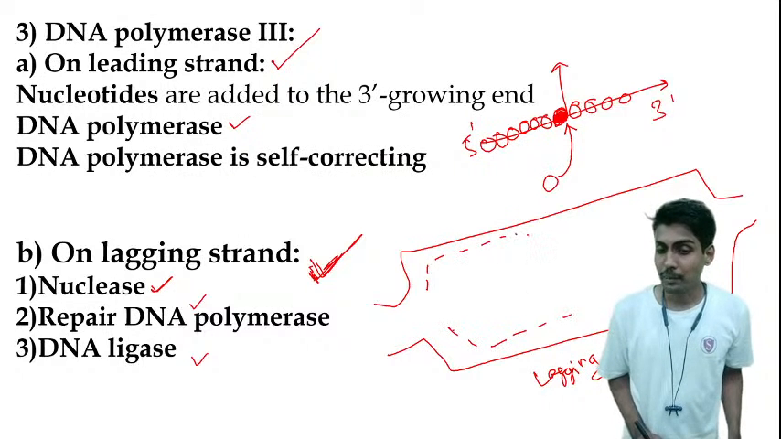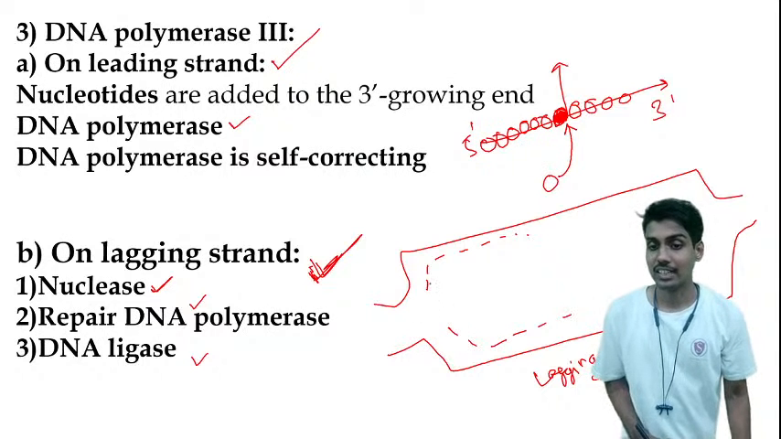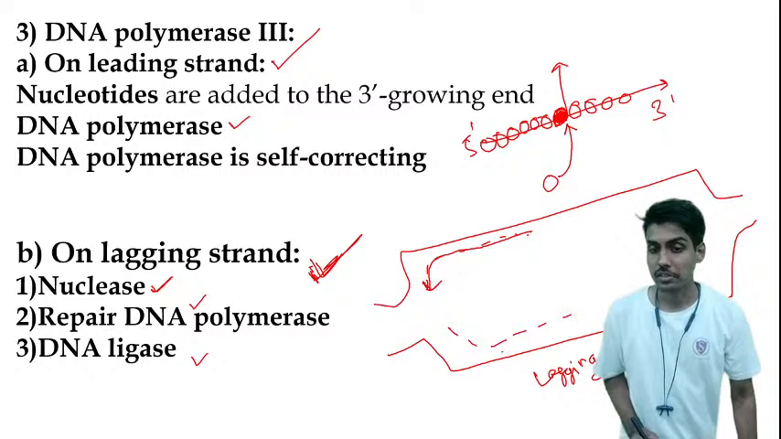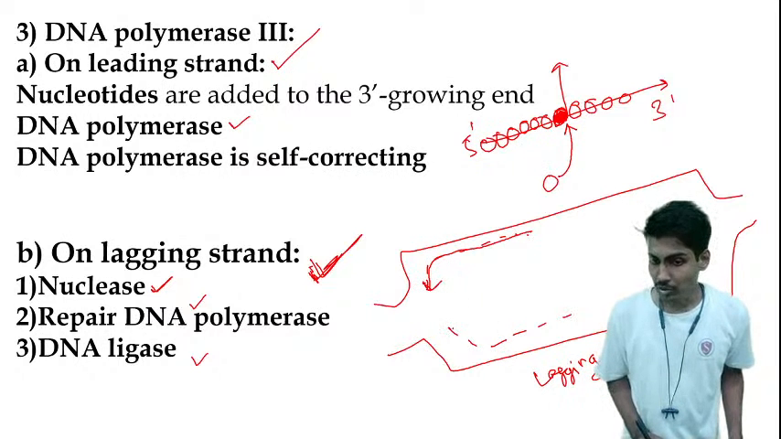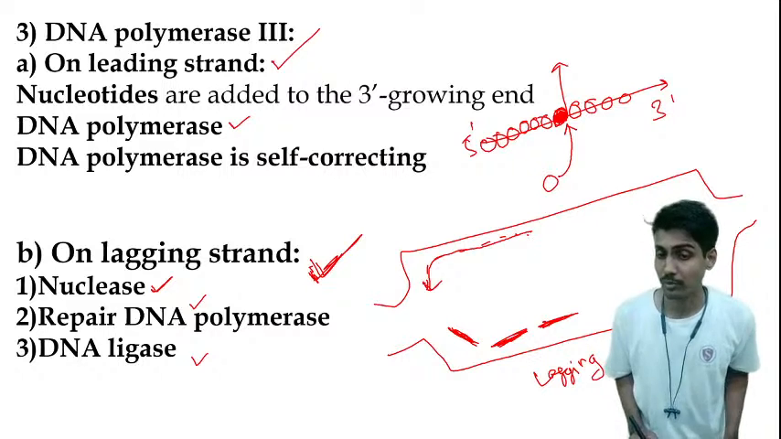See, these RNA primers now need to be removed. Okay. These are synthesized by what? These are synthesized by the primase. So this nuclease will remove these RNA primers, and this repair DNA polymerase will replace these fragments with the help of DNA nucleotides. So the RNA primers are now replaced by DNA fragments.